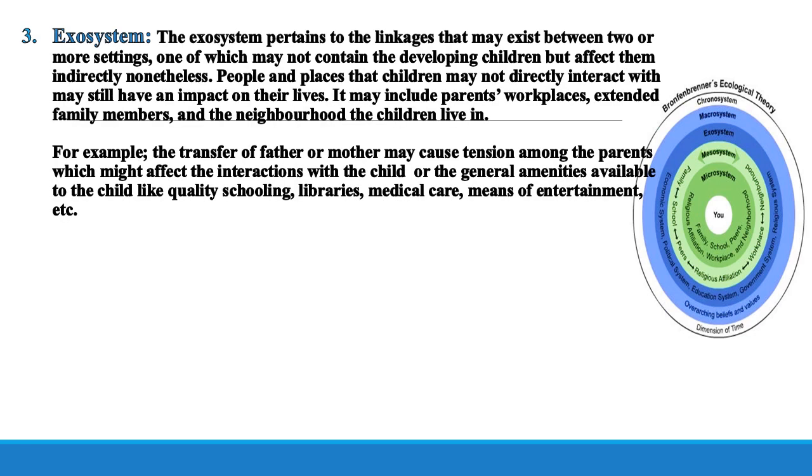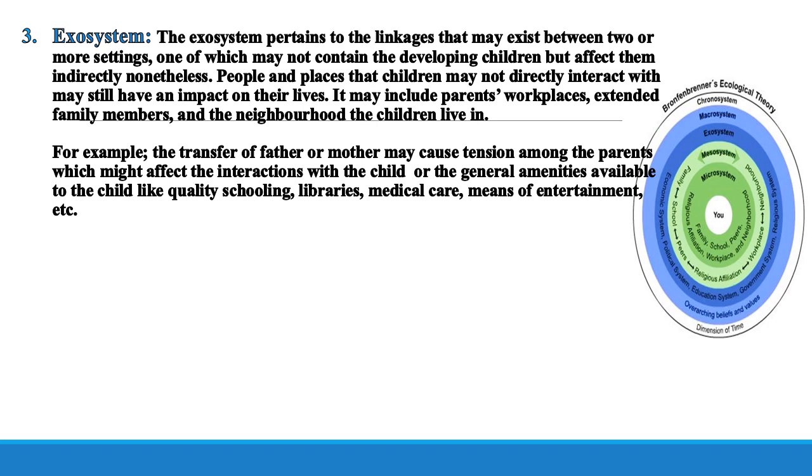The third level that we have is the exosystem. Now, the exosystem pertains to the linkages that may exist between two or more settings, one of which may not contain the developing children but affect them indirectly nonetheless. People and places that children may not directly interact with may still have an impact on their lives, and it may include parents' workplaces, extended family members, and the neighborhood the children live in.